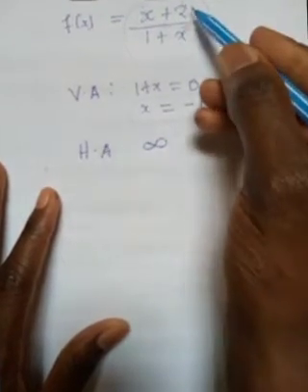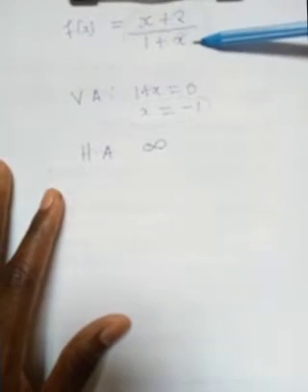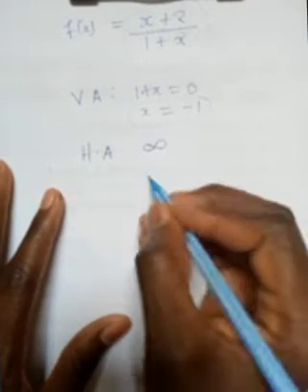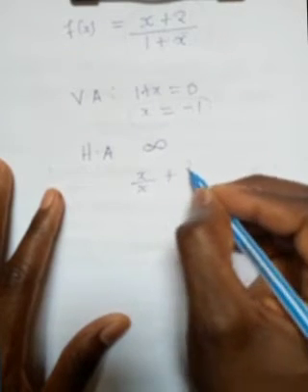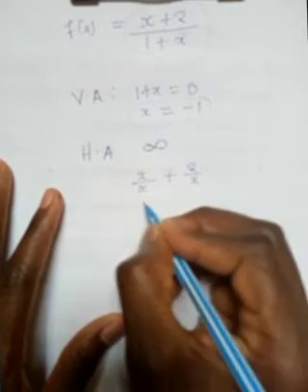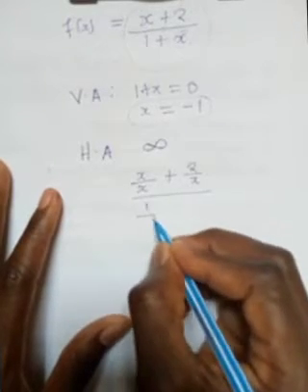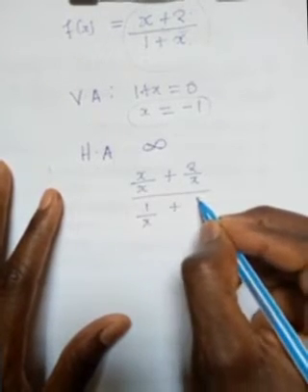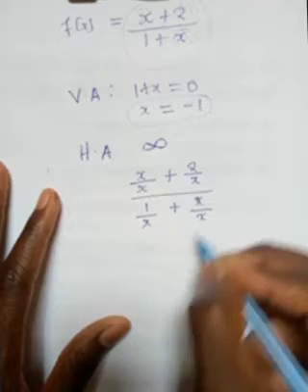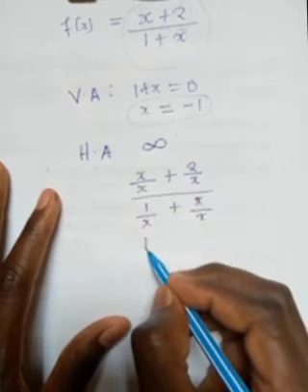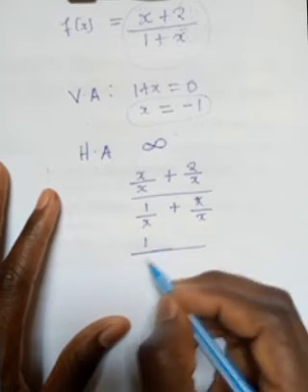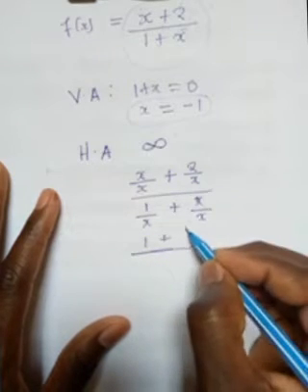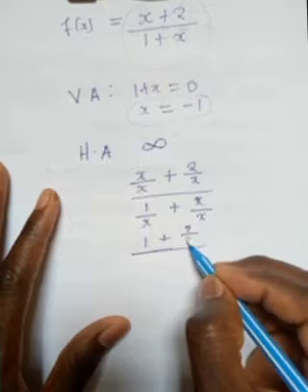Zero. So I'll start. I want to find the horizontal asymptote for this same radical function. What am I supposed to do? You do it like this. You say x over x, plus 2 over x, over 1 over x plus x over x. So this one is going to give us 1, then plus, this one is going to give us 2 over x.